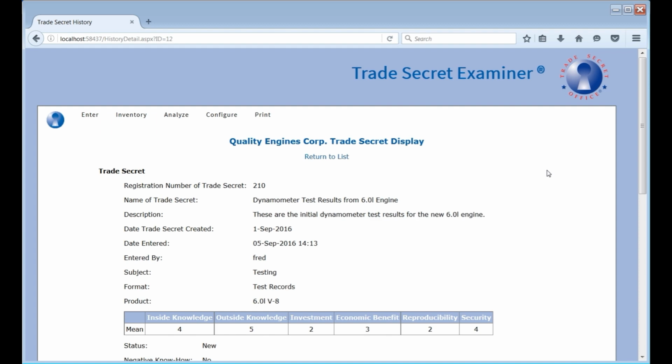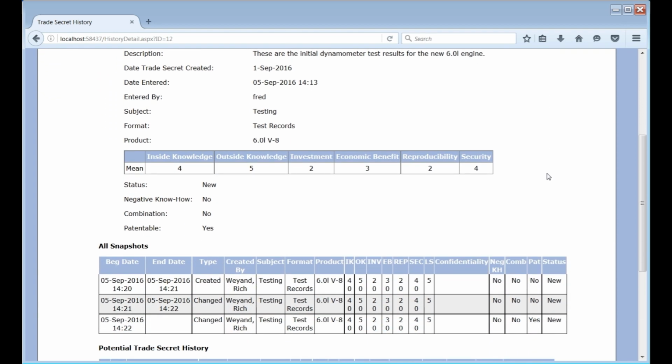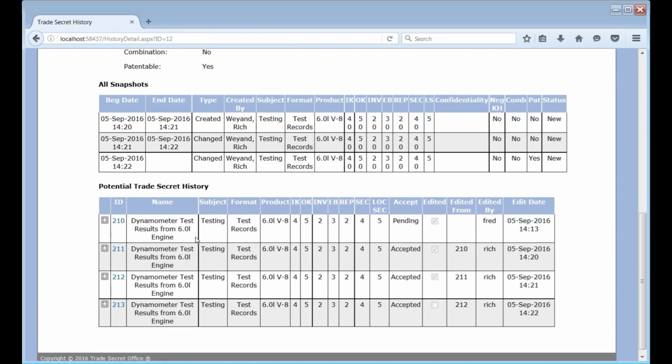So we have here in the history display the potential trade secret history. We have 4 of them here. Now here's 210. That's what I initially entered, and we're going to keep calling it 210 all the time. But what we've done is we've created a new version, 211. And when you look it up, what you see then is 211. Then we created another new version, 212, and another new version, 213. We call all of these 210. That's the original. That's the one that gave it the number that we wrote in the notebook. But it's going to show us 13.